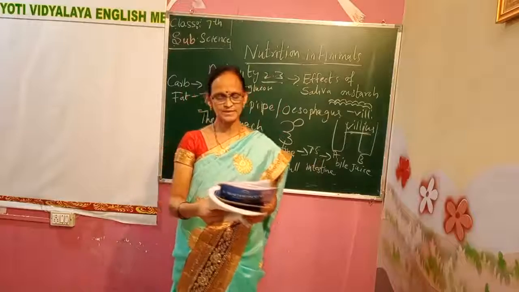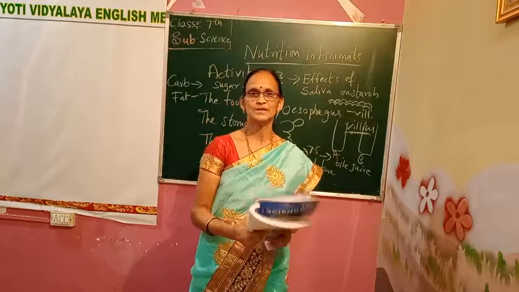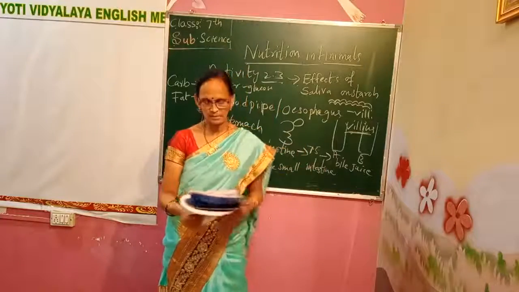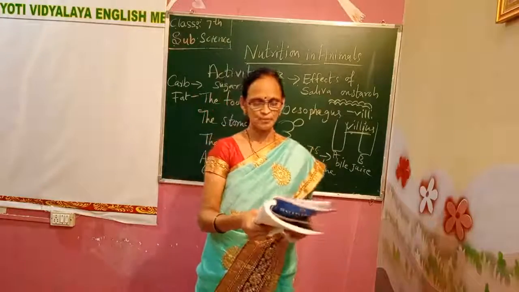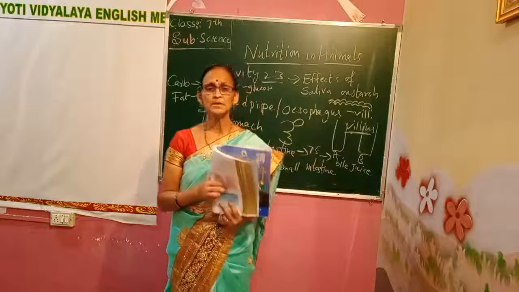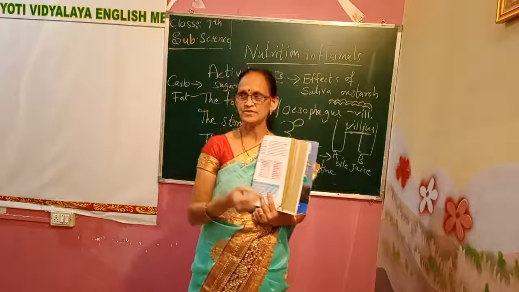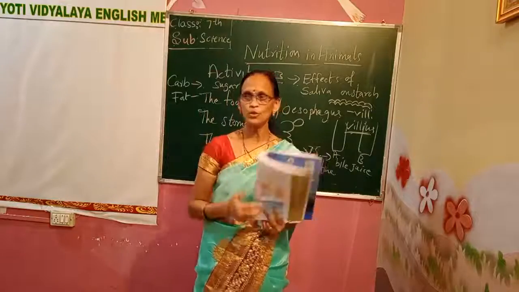So, feeding and digesting in amoeba. How does digestion happen in animals like amoeba? Amoeba is a microscopic single celled organism. Amoeba is not visible to our eyes. It is a single celled organism which we can see only through the microscope.